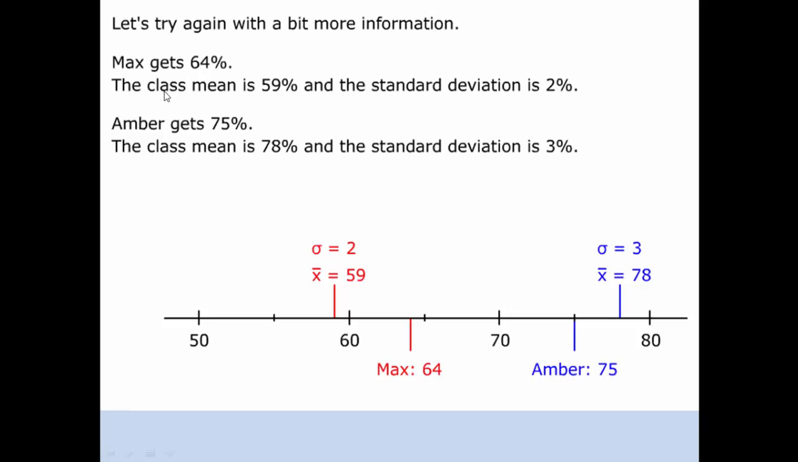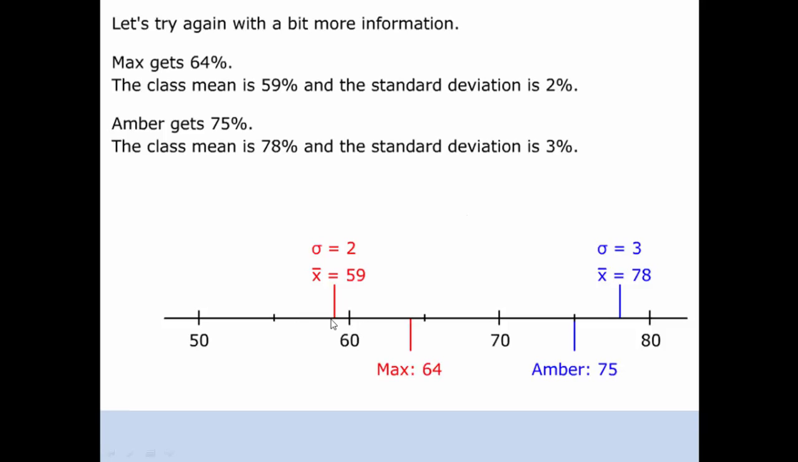We will do that. We'll look at a bit more information. Max gets 64% and the mean in his class is 59%, and the standard deviation is 2%. So that means that 68% of Max's class got within 1 standard deviation of the mean, in other words between 57 and 61 in the test, and so on. Amber gets 75% and her class's mean is 78% with a standard deviation of 3.